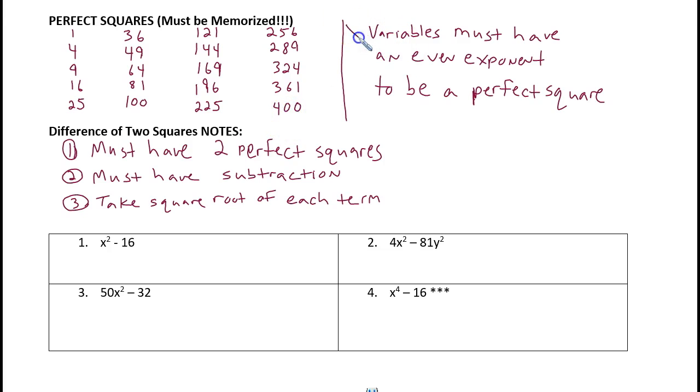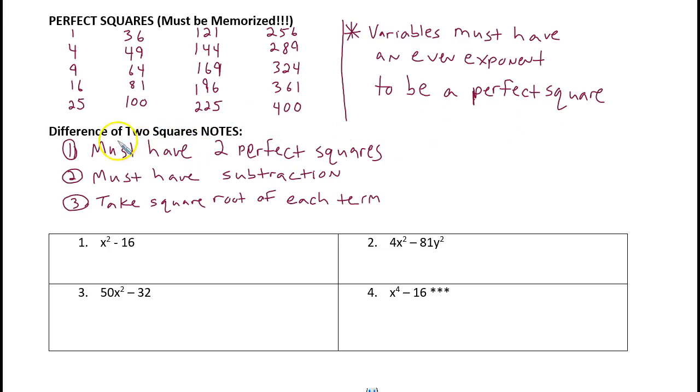Also, remember that variables like x squared or x to the fourth or x to the sixth must have an even exponent to be a perfect square. So x to the third power is not a perfect square. It has to be an even exponent like 2, 4, 6, 8, 10, etc.